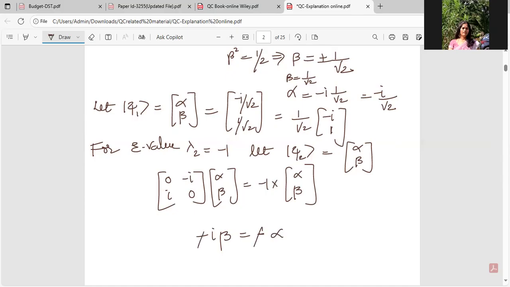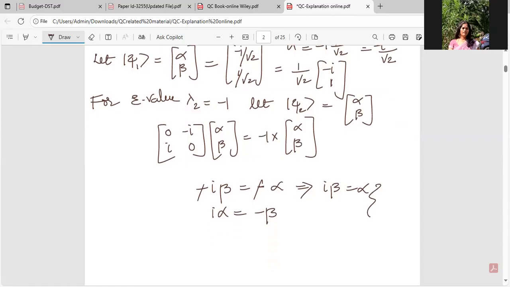Of course minus gets cancelled and I'll be having I beta is equal to alpha. Similarly, I alpha is equal to minus beta. Again, the same thing. I will substitute from both the equations. I'll be substituting the alpha value in the second equation from the first equation. So I into I beta is equal to minus beta. So again, it results in beta is equal to beta.